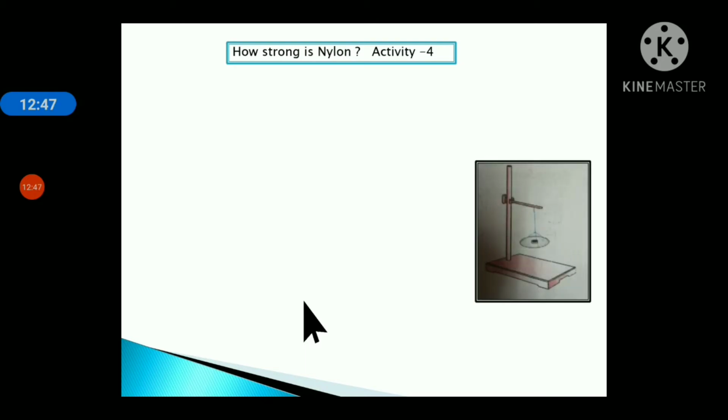Okay children, next, how strong is nylon? Activity 4. We studied that in parachutes we use nylon threads. Why do we use nylon threads? Because it is strong. How strong is nylon? We will see in this activity. Children, what is the aim of this activity? To show nylon is stronger than other threads.